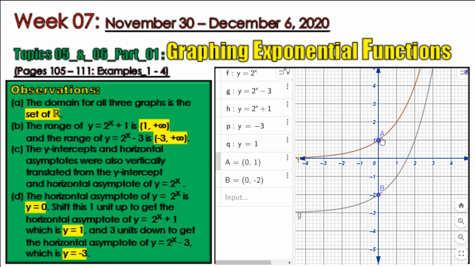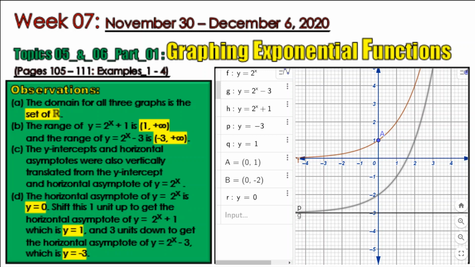Same is true with the horizontal asymptote. The horizontal asymptote of this function is y is equal to 0, and the horizontal asymptote of this line is y is equal to negative 3. So it is also vertically translated 3 units downward. We have minus 3 units downward. So we have 1, 2, 3.